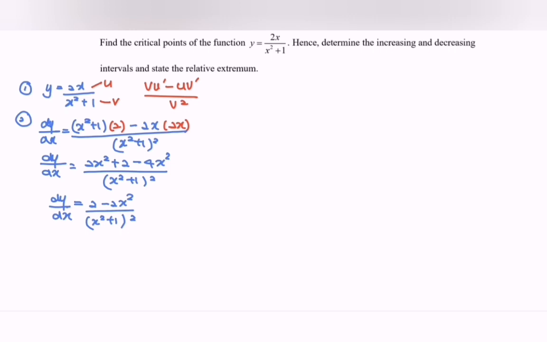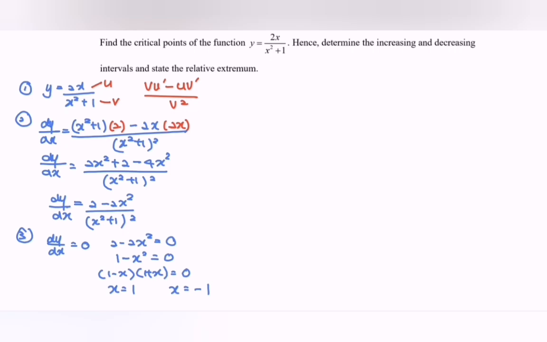Continue. Third step, find the critical point. So dy/dx is equal to 0. So where we have the situation, 2 minus 2x squared is equal to 0. Then continue, we have 1 minus x squared equals 0. So (1 minus x)(1 plus x). So x is equal to 1, x is equal to negative 1. So kindly substitute the situation.